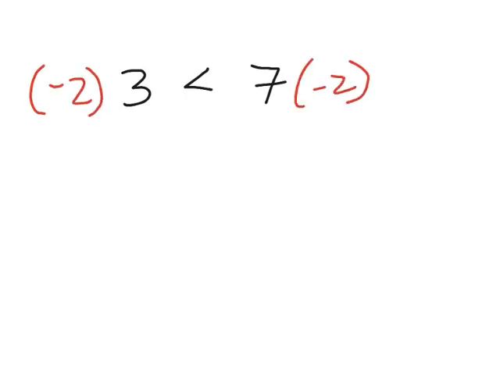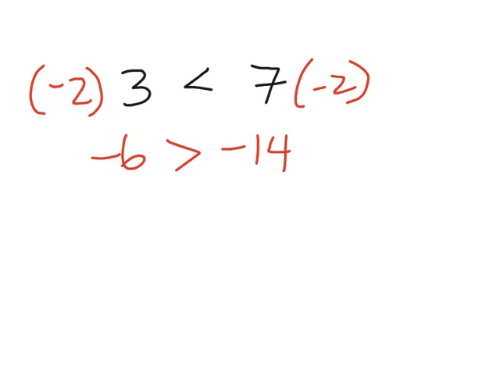And it doesn't really matter if I start with one positive and one negative. Let's say I started with 3 less than 7, and I decided to multiply both sides by negative 2. I would have negative 6 over here, and I would have negative 14 over there. The inequality has to go the other way. It's just the way it works.